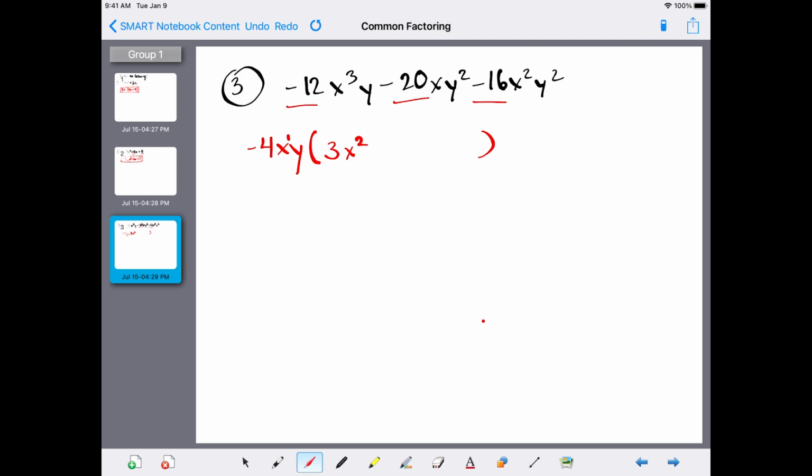Okay, next, the second term, we have negative 20xy squared divided by negative 4xy. So we're going to get plus 5y, because we only have 1 x. x divided by x is just 1, and y squared divided by y is just y. And then the final term, we have negative 16x squared y squared divided by negative 4xy, so we're going to get plus 4xy.